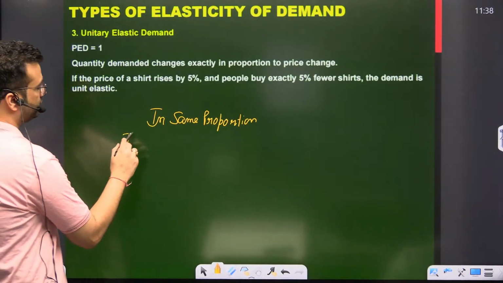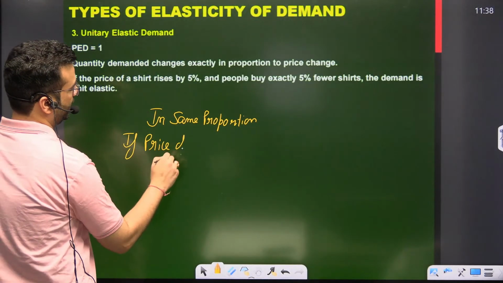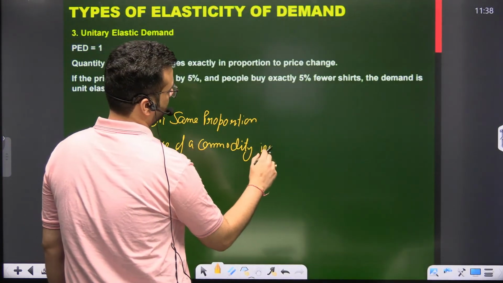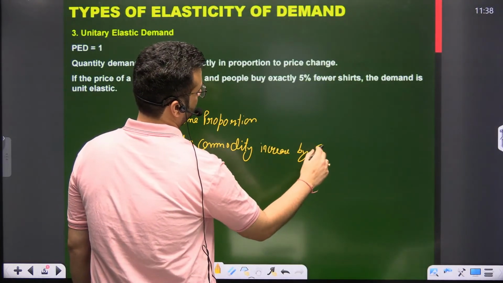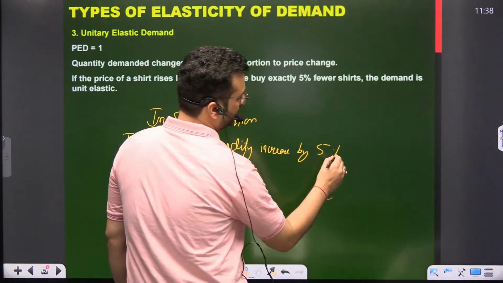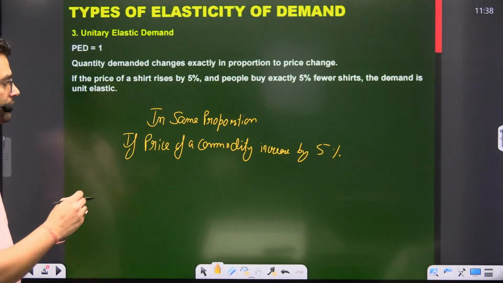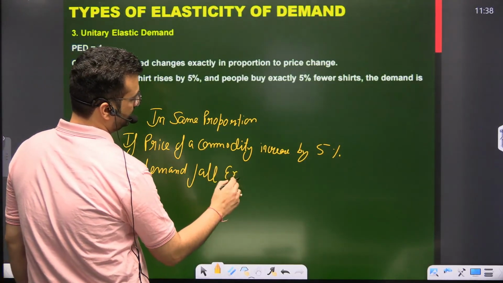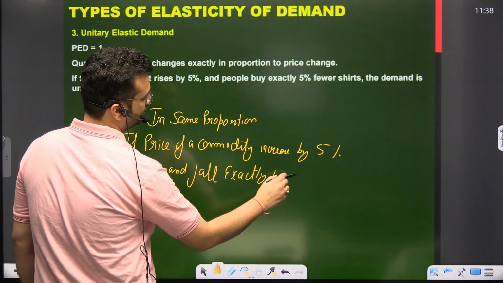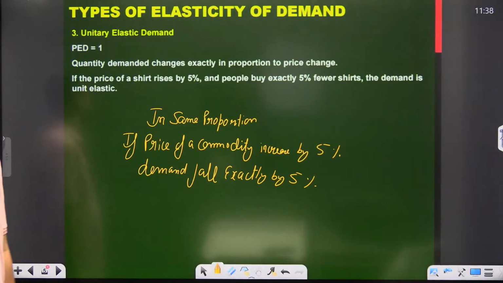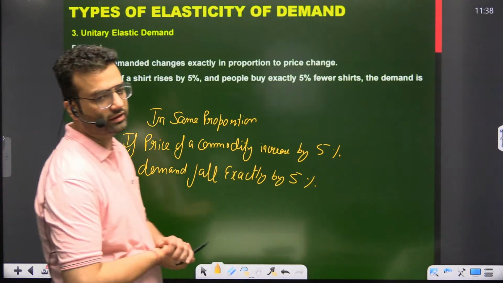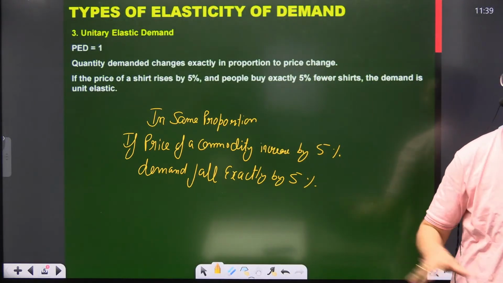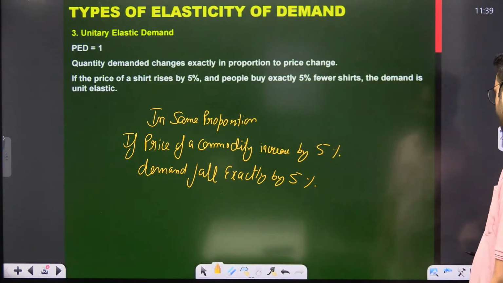If the price of a commodity increased by 5%, demand falls exactly by 5%. This is unitary elastic demand. Price increases by 5%, demand falls exactly by 5%. So this is unitary elastic demand.